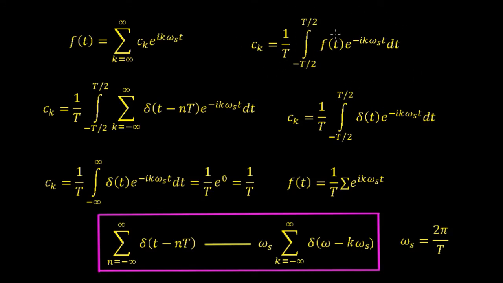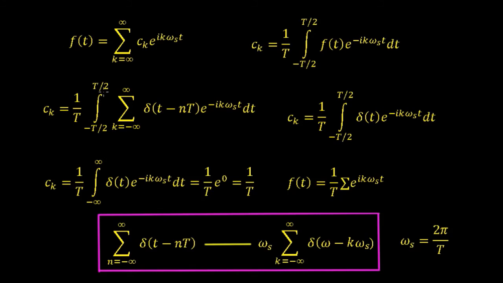So we take the f of t and we replace f of t with our impulse train in the time domain. So the impulse train in the time domain is given by this little function here. So we're left with this function. Now this looks a bit scary, but it all simplifies quite easily.